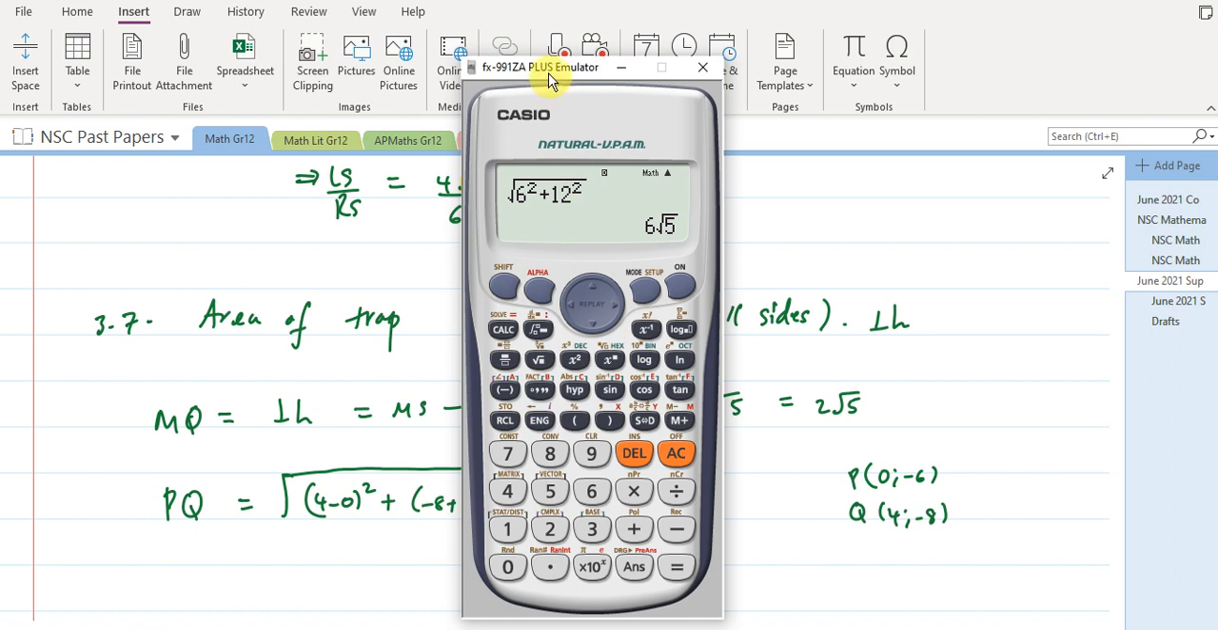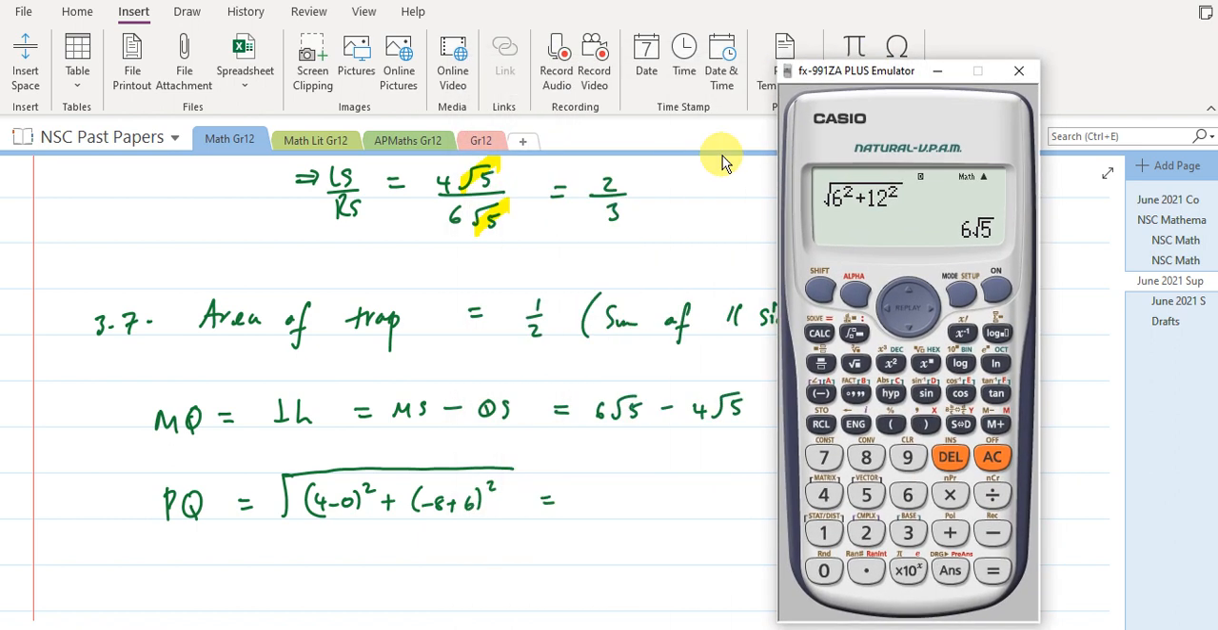If you enter that on the calculator, obviously it's easy for me to work out, but just to be safe, you want to use a calculator. So you say the square root of 4 squared. I can see that minus 8 plus 6 is minus 2, so I'll say plus minus 2 all squared.